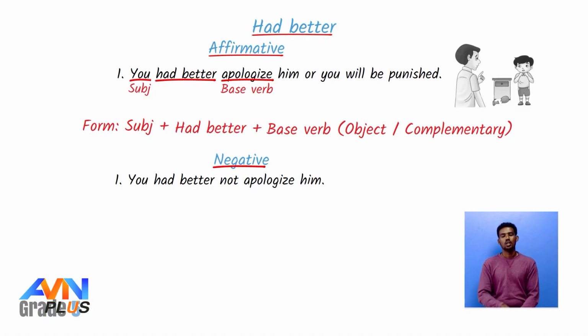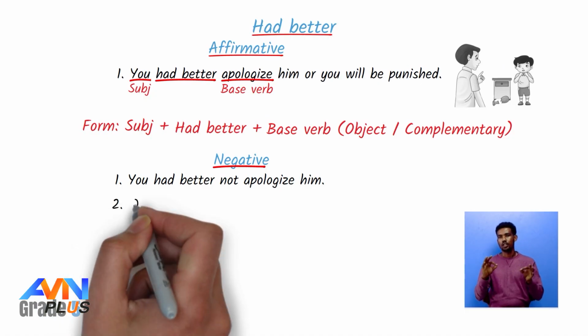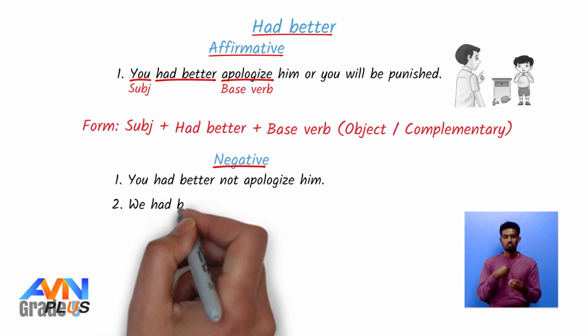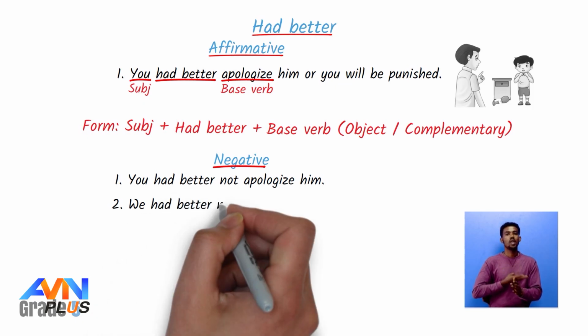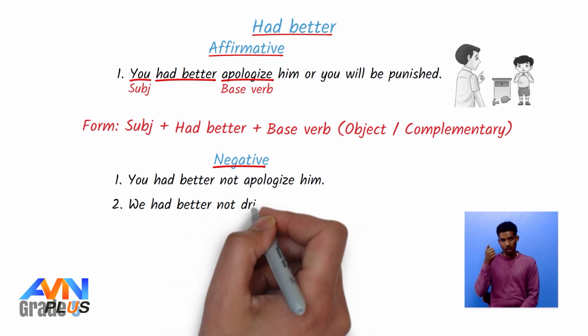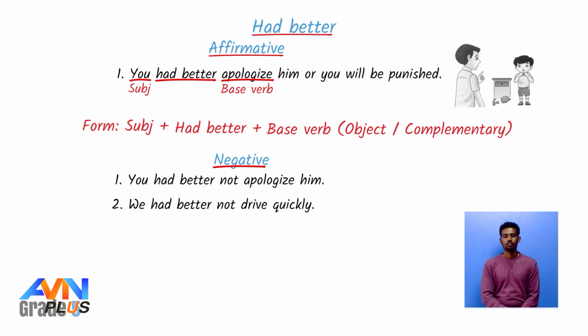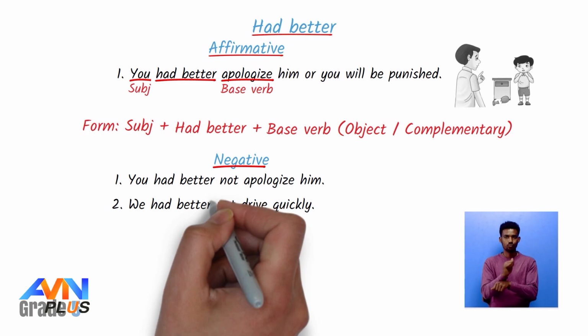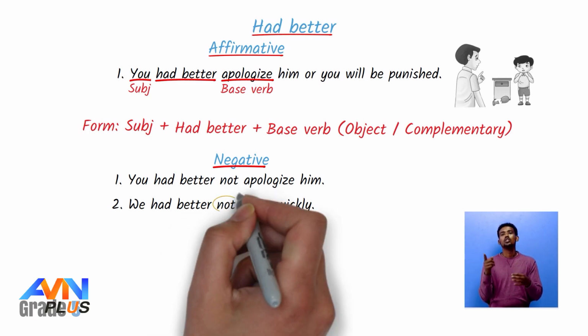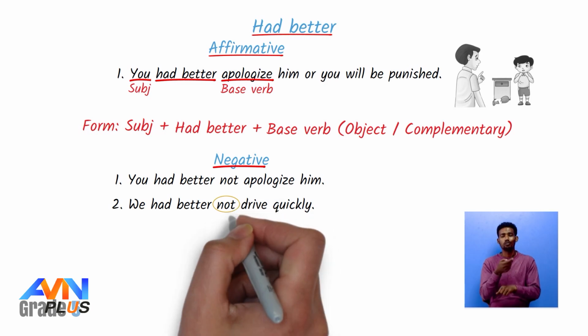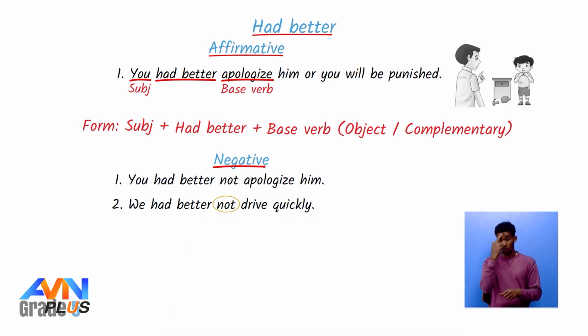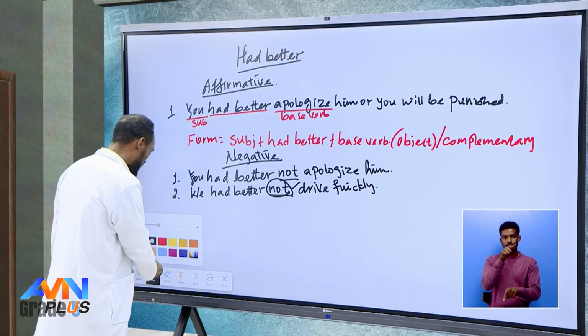Okay, for this sentence, let me give you another example. We had better not drive quickly. Look, you had better not drive quickly. So the negative marker just collocates here. So from this sentence, we can derive the formula.